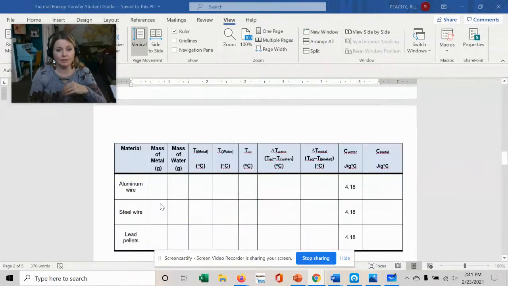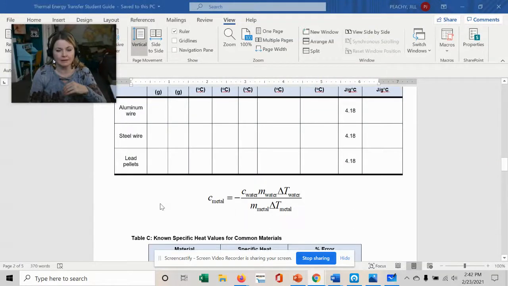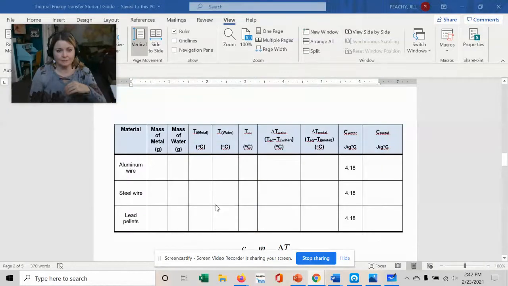For Table B, you're going to calculate something called specific heat. Specific heat can be calculated by taking the specific heat of water times the mass of water times the change in temperature of water, divided by the mass of the metal times the change in temperature of the metal. This is the formula that you're going to need to use. It looks complicated, but it's not that difficult. So, specific heat of water.